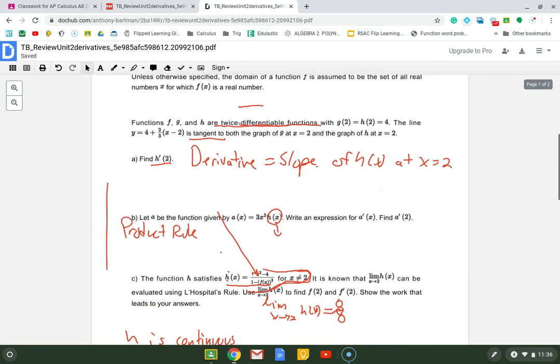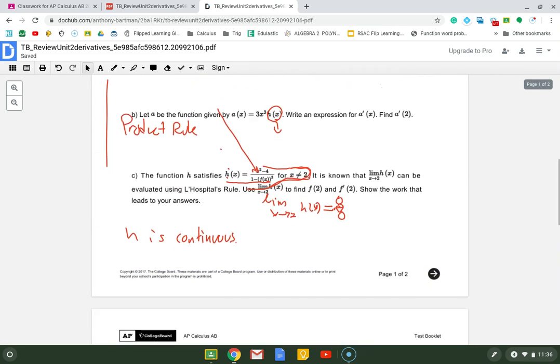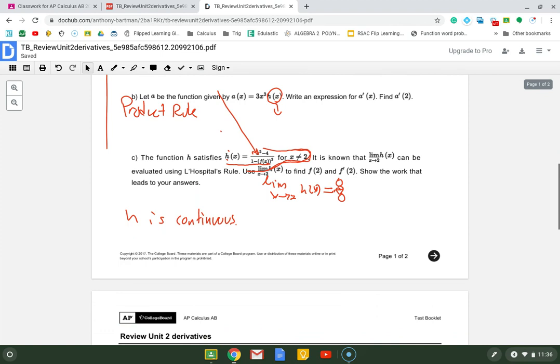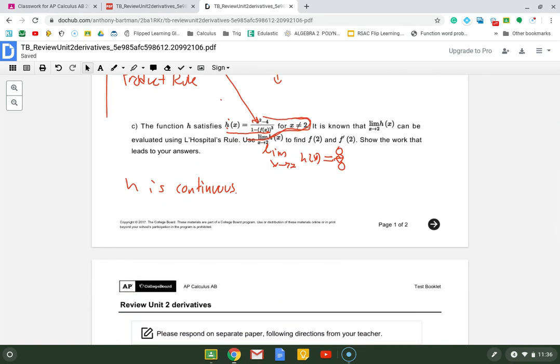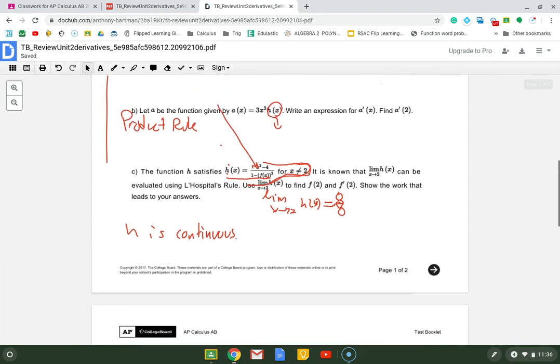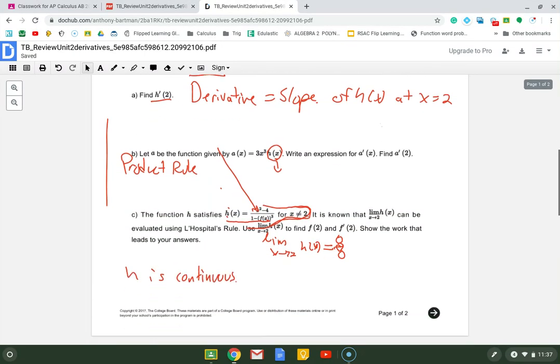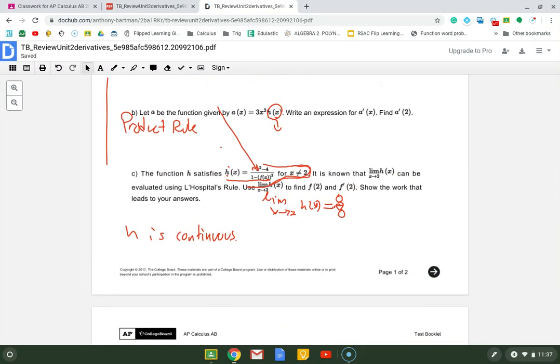So part A, derivative. Part B, use a product rule and use what you found from part A to find a prime of 2. For part C, we know h is continuous, so you can use some of the information up at the top. We also know we can use L'Hopital's rule, so it means we have some sort of indeterminate form. I'm going to say 0 over 0. That way you can find f of 2 and f prime of 2.